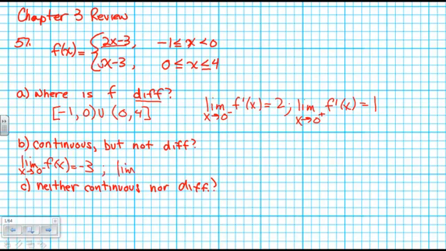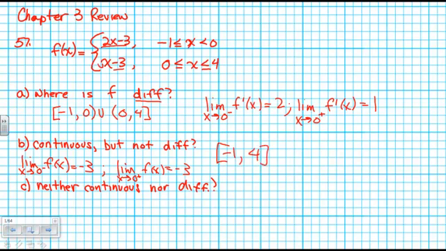When we approach it from the positive direction, we end up also getting -3. Okay? And since both of those limits are equal to each other, I would say that it's going to be continuous at 0. So I say that it's continuous on the interval from -1 all the way to 4.